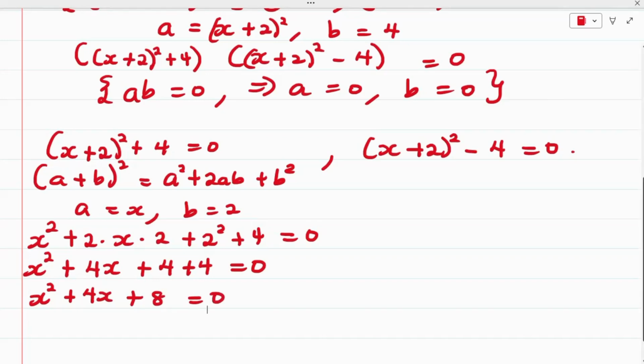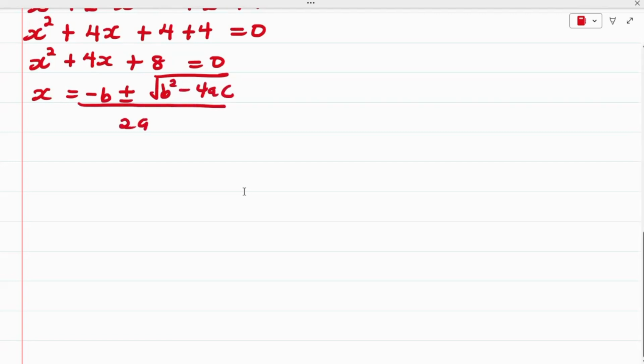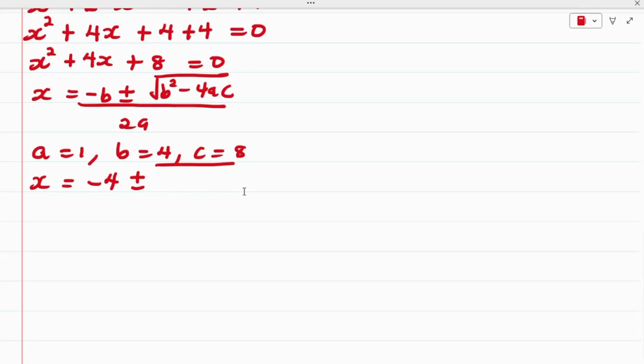So right here, all we have to do is to simply solve this quadratic equation by making use of the quadratic formula that says x = (-b ± √(b^2 - 4ac)) / 2a, and we have that a is equal to 1, b is equal to 4, and c is equal to 8. So we have that x = (-4 ± √(4^2 - 4·1·8)) / (2·1), where a is 1 and c is 8.